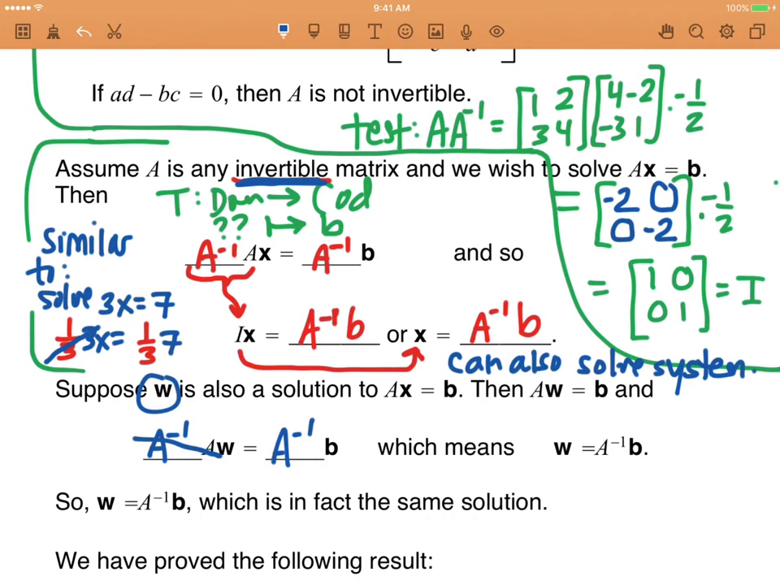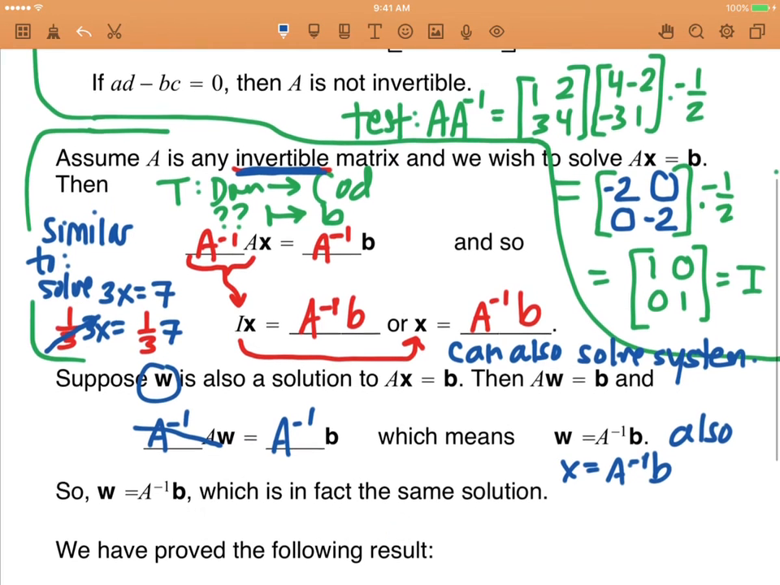But also, x equaled A inverse b, which means they're really the same thing because they're both equal to A inverse b. So you can't really have two different things getting sent to b, because whatever it is has to be A inverse b, and that's only a single vector. So there's only a unique solution in this case.